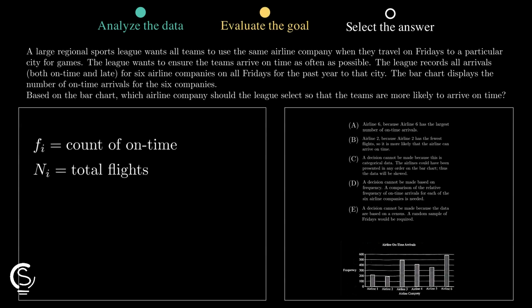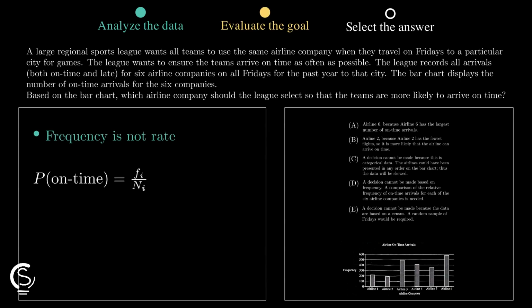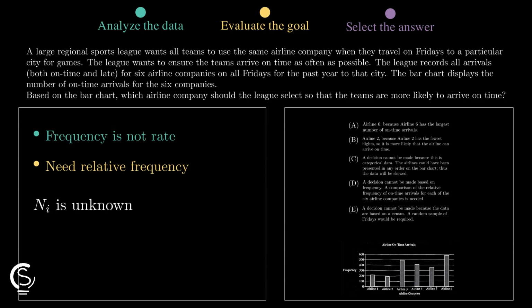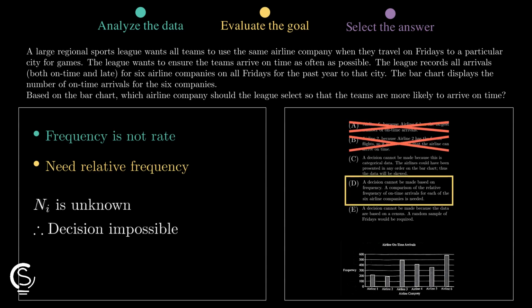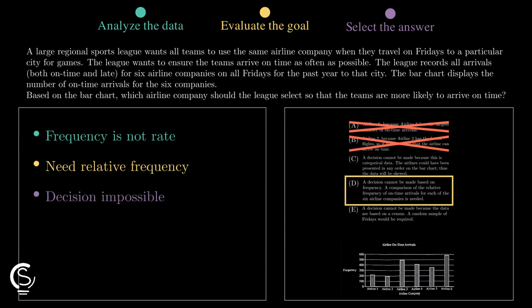To compare airlines fairly, we need the probability of being on time. This is the relative frequency, calculated as the number of on-time arrivals divided by the total flight count. Option A ignores the total flight count, and B makes an unsupported assumption. Since we lack total flights for each company, we cannot make a decision. Option D is correct.